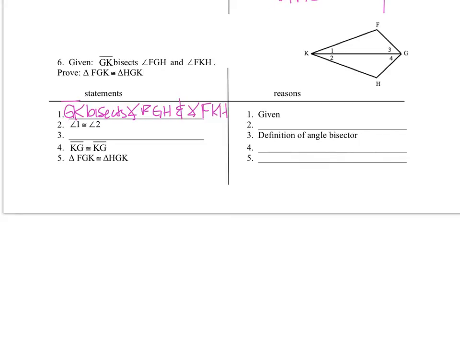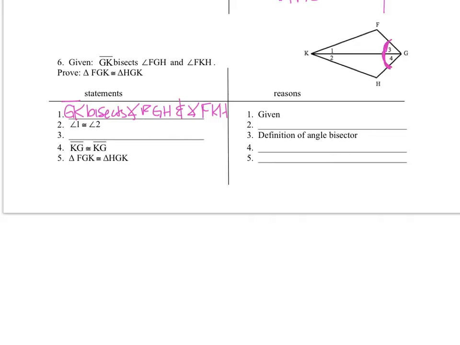Once you write something, go label it. Bisects, JK, or GK, I don't know my letters. Bisects means it's going to cut it in half. Okay, so the first thing it says, it's going to cut angle FGH. So you have this whole angle, it's going to cut it in half. Cut it in half means you're going to get 2 equal angles. Okay, so I know angle 3 is congruent to angle 4.